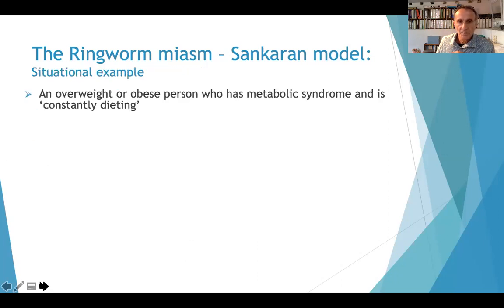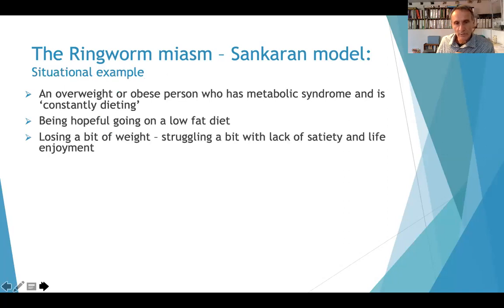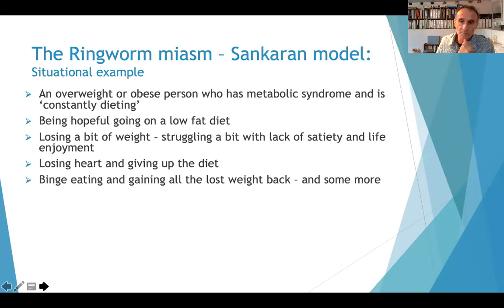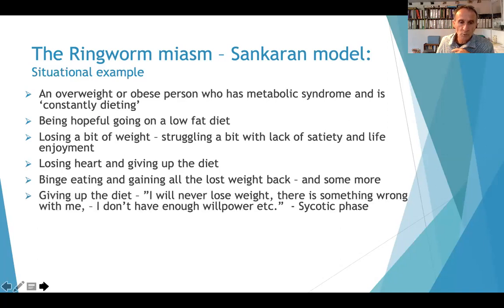Let's look at a situation example. Common these days, an obese person with metabolic syndrome, and they would say they are constantly dieting. So they get hopeful, they go on a low-fat diet, they lose a bit of weight, they're struggling a bit because of lack of satiety and life enjoyment. Then they lose heart, give up on the diet. And they get back into binge eating, and now they're in a famine mode in their metabolism. So they gain all their lost weight back and quite a bit more. I'll never lose weight. There's something wrong with me. I don't have enough willpower. That's the psychotic phase.